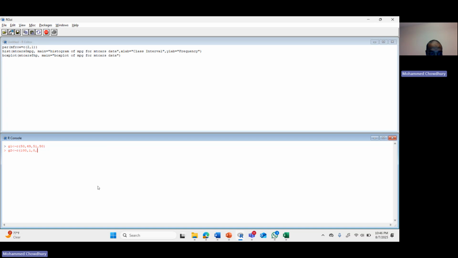Z2 is 100, 1, 0, and 99. Okay, now take a look at the mean of the first group Z1 equal to this, mean of the second group Z2 equal to this, and SD of the first group Z1 equal to this, SD of the second group Z2 equal to this. So see, the second group has a very high variability compared to the first group. For big data, you have to compute standard deviations in order to show which one has the highest variability.